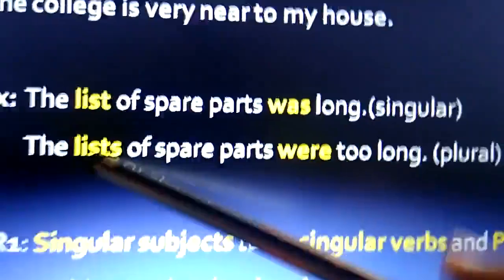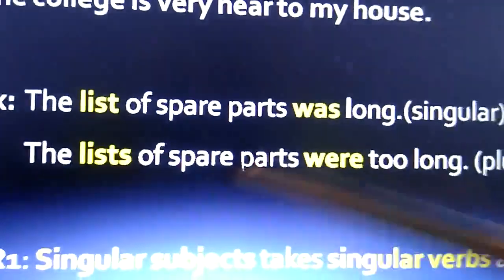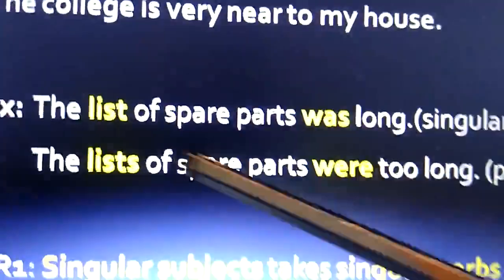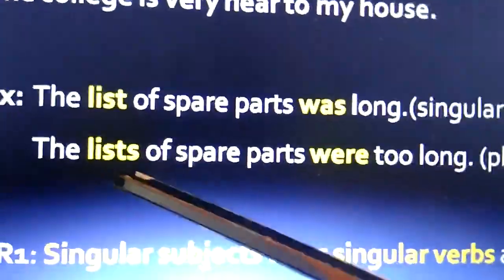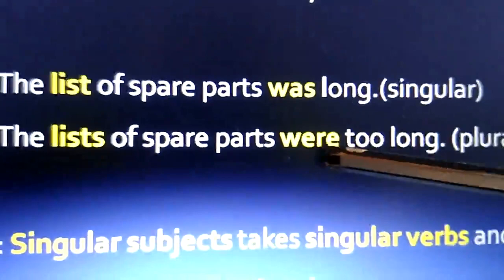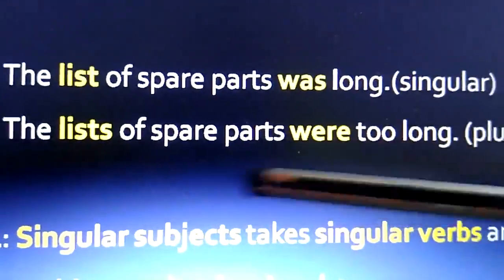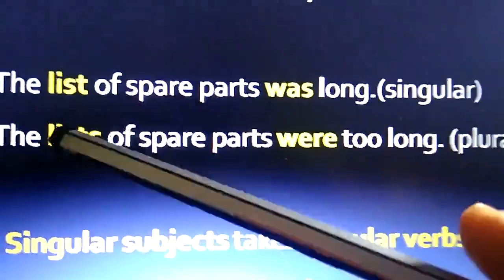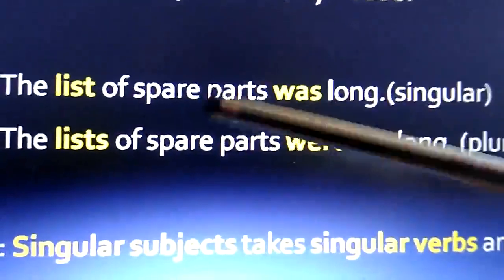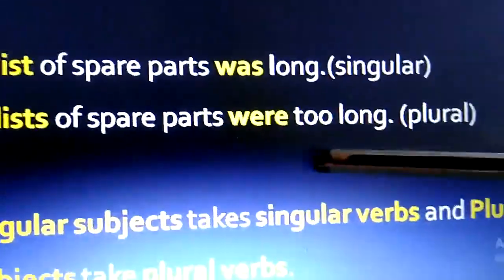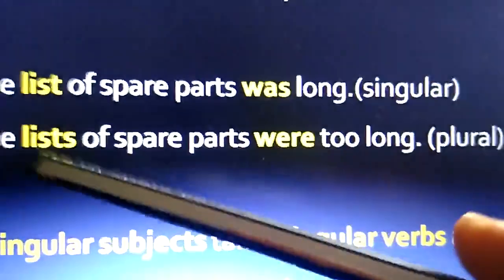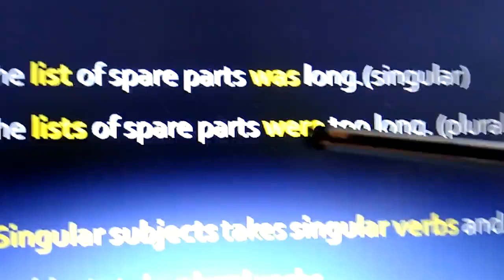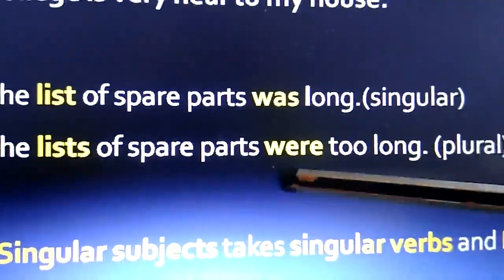Next, see the second example. The lists of spare parts means it's not one list, but we have a number of lists. So list is in plural form, and so the verb we have used is also in plural form. The lists of spare parts were too long. That means we are not referring to one list, but to a number of lists, and they were too long. So the subject of the sentence is in plural, and so the verb also is in plural, and they both are in agreement.